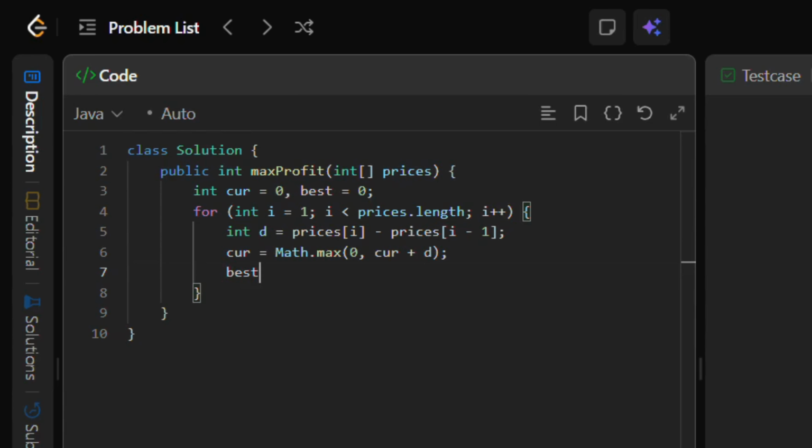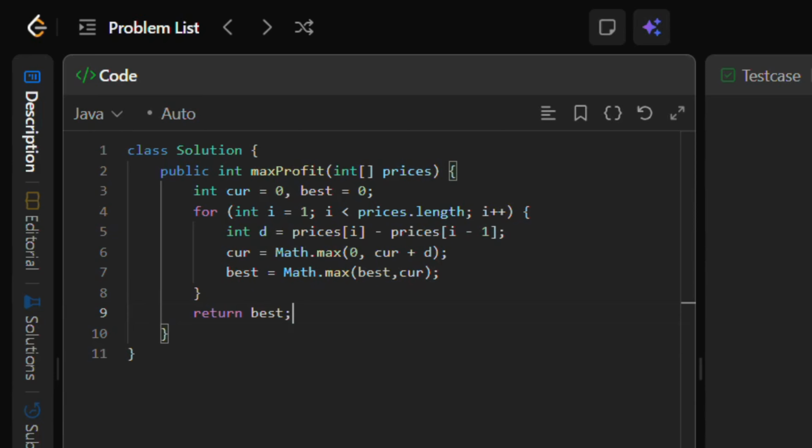After that, we compare our current streak to our all-time best. If today's streak is greater than best, we update best. That closes our loop. By this point, we have evaluated every single day's contribution to potential profit. And finally, we return the highest profit streak we discovered. This represents the best buy then sell outcome.